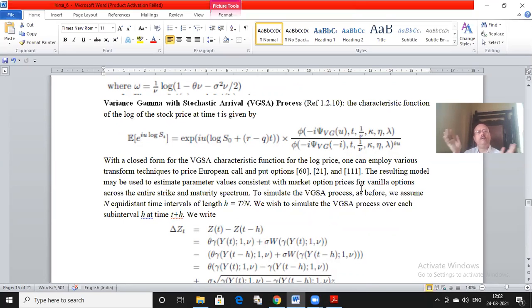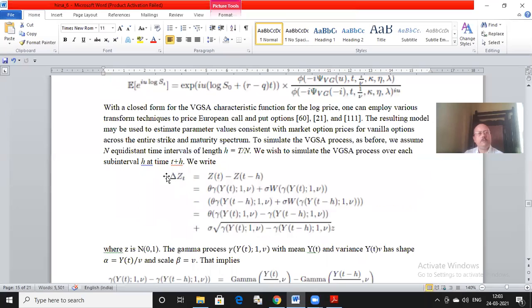So I have data on all the option prices across the entire strike and maturity spectrum. I use that as my input data. I can estimate my parameters through the characteristic function. So I do have a set of estimates for the parameters. If I am now faced with a more complicated derivative contract for which I do not have an analytical expression, a path-dependent derivative for instance, I will need to simulate my VGSA process. To simulate the VGSA process, again as before, we assume n equidistant time intervals. We would like to simulate this over each subinterval h, so at time t plus h.